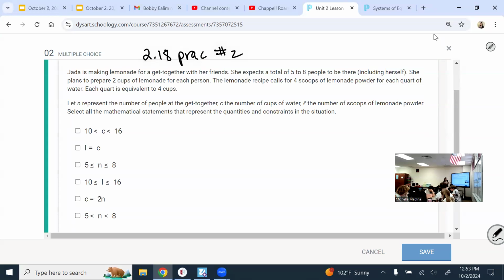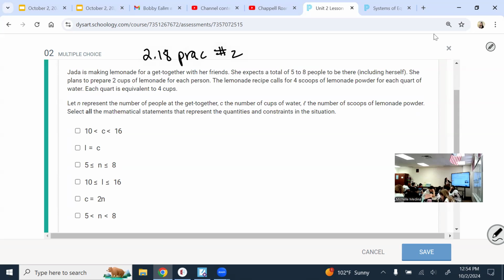It says, let N represent the number of people at the get-together, C for cups of water, L for number of scoops of lemonade powder. And we need to select all the mathematical statements that represent the quantities and constraints. This is just like something you'll see on your test. So what I would start with, because they gave you a lot of information, is my answers, and then you have to select all that apply.